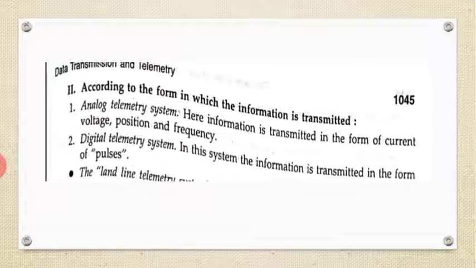The second classification is according to the form in which the information is transmitted. If the information is transmitted as an analog signal, it is an analog telemetry system, and if it is in the form of digital, it is called a digital telemetry system. There, the information is transmitted in the form of pulses.